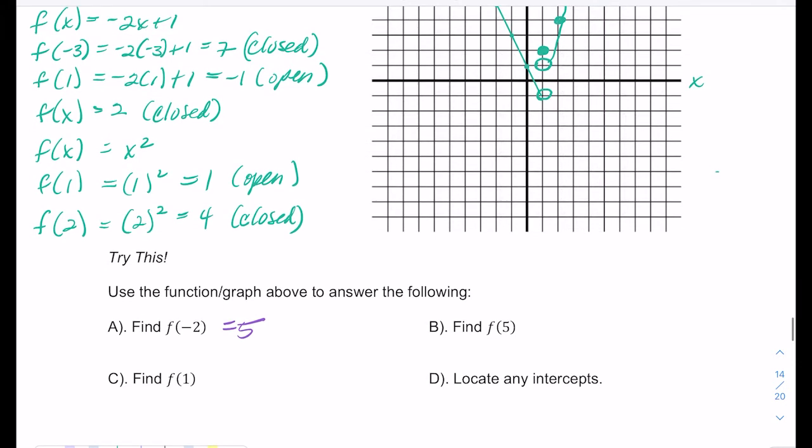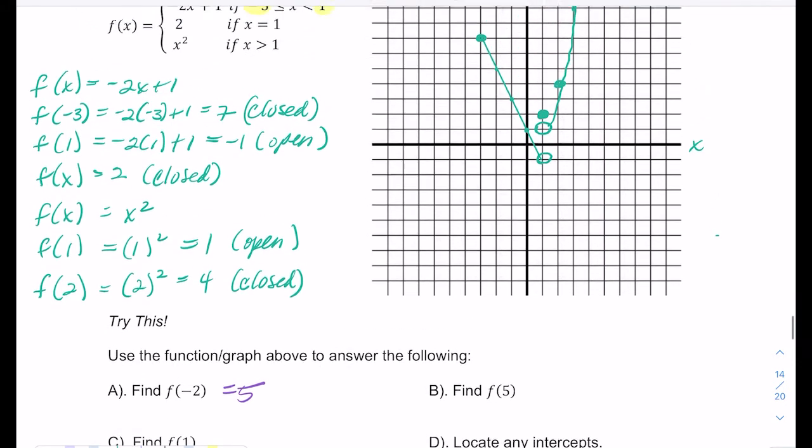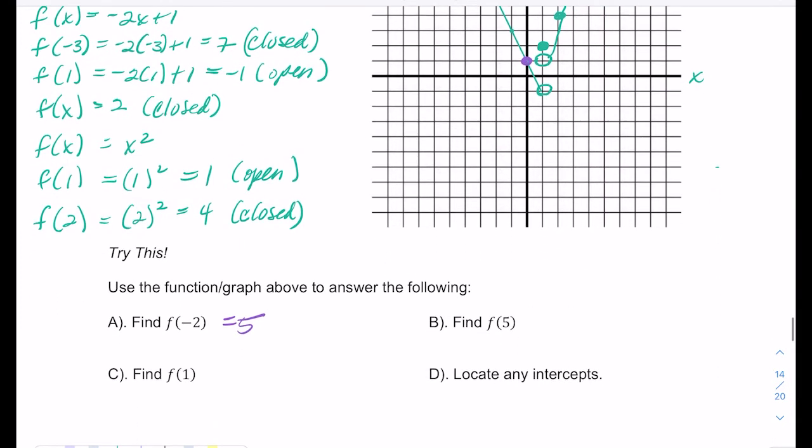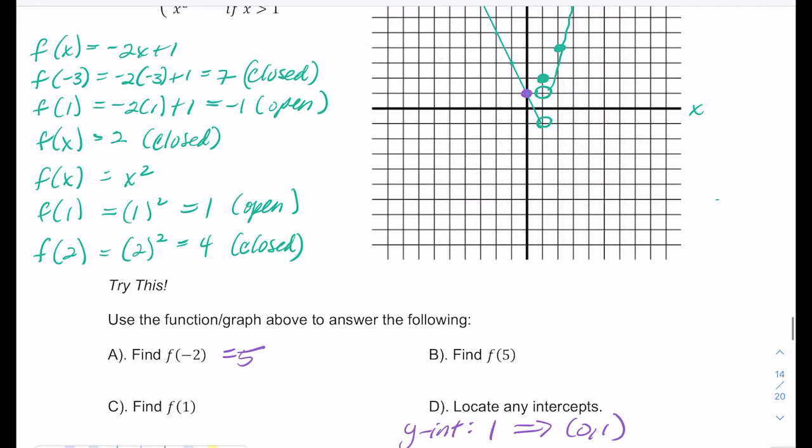Letter D is locate any intercept. So the easiest intercept to find would be this one, the y-intercept, where y equals 1. And remember, you can express that as 0, 1. To get the x-intercept, remember, the x-intercept is where y equals 0.